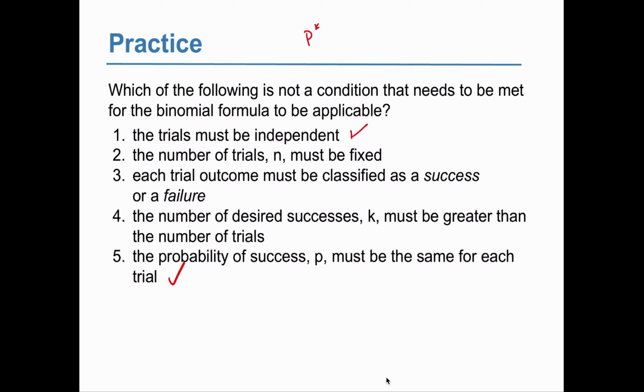The number of trials n must be fixed because we use n in our formula. If we don't know what n is, we can't use the formula. Each trial outcome must be a success or a failure, because we only have 2 probabilities. The number of desired successes, k, must be greater than the number of trials. That's not possible. We can't have 8 successes if we only have 5 trials. That doesn't make any sense.